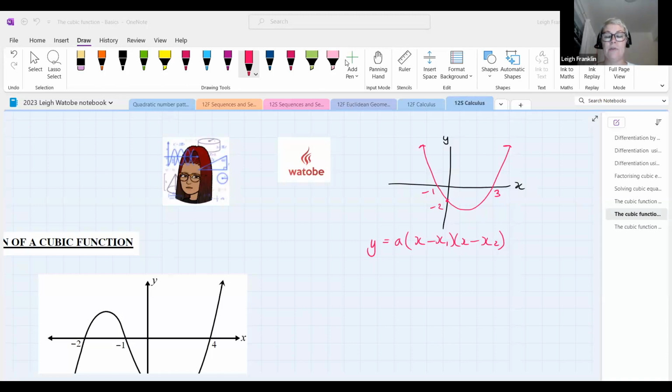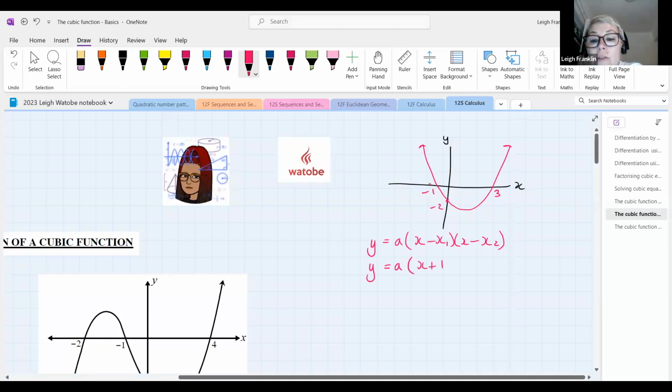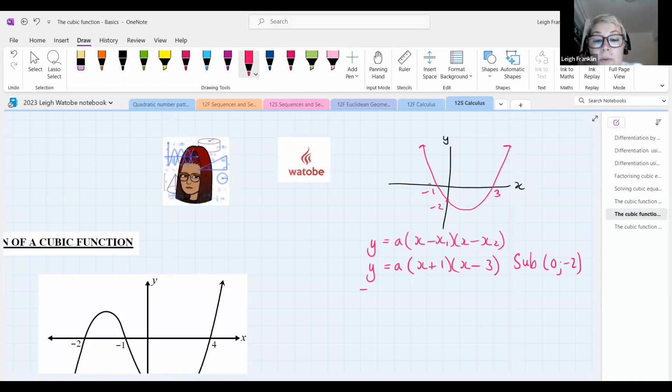Okay. So what did we do? We did this. We subbed in our x-intercepts in place of x1 and x2. So we wrote y equals a, x plus 1, x minus 3. And then we subbed in our y-intercept as our other point. So that's the point 0 and -2. So we put the -2 over here, we put the a over there, and where x is, we've now got zeros. All right, so we've now got a bracket times a bracket, so that would give us -3, and we'd end up with -3a equals -2.